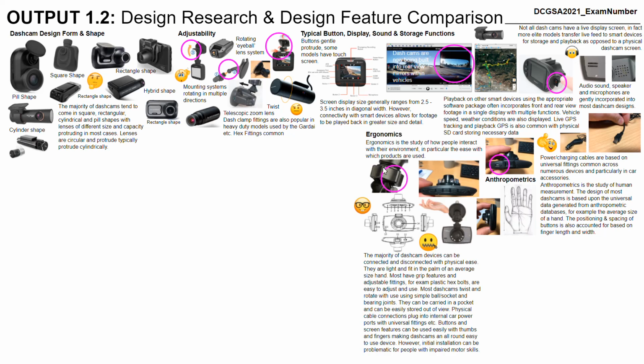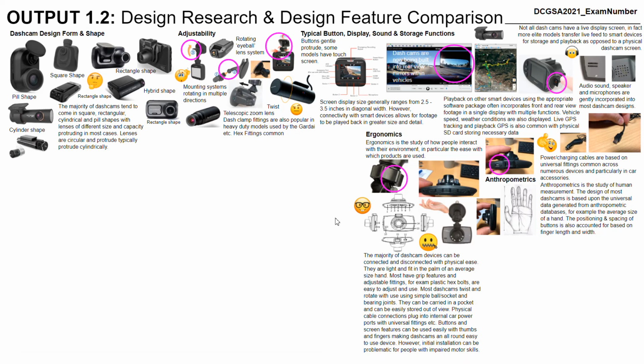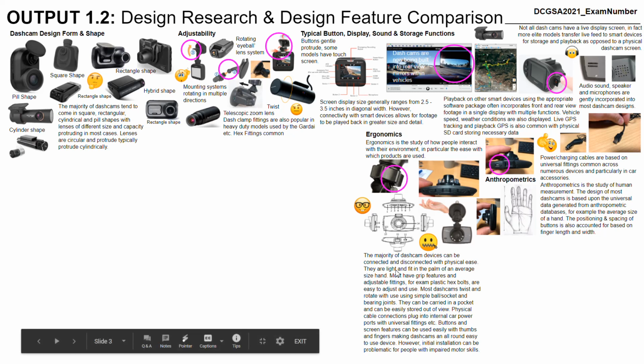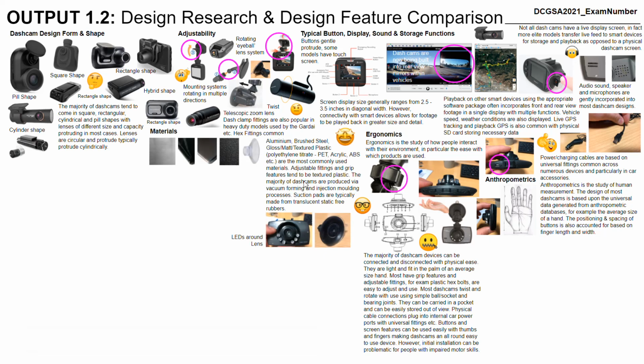Anthropometrics and ergonomics are two areas that lead into the design and usability. For example, ergonomics is the study of how people interact with their environment, in particular the ease with which products are used. So I've looked here, dash cams tend to have very sleek, smooth features, can be held in the palm of a hand and so on. And I've made sure to include all of that information there. And I'll get to the anthropometrics in a minute.